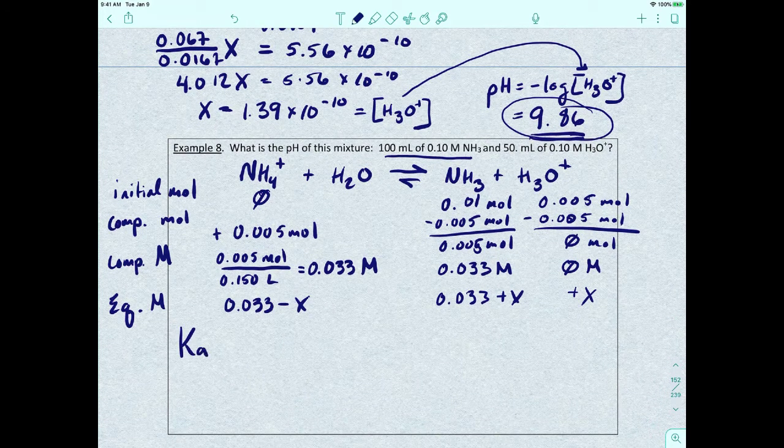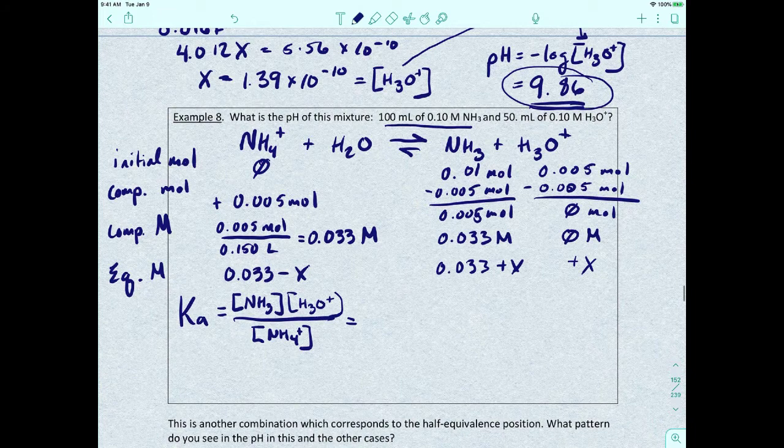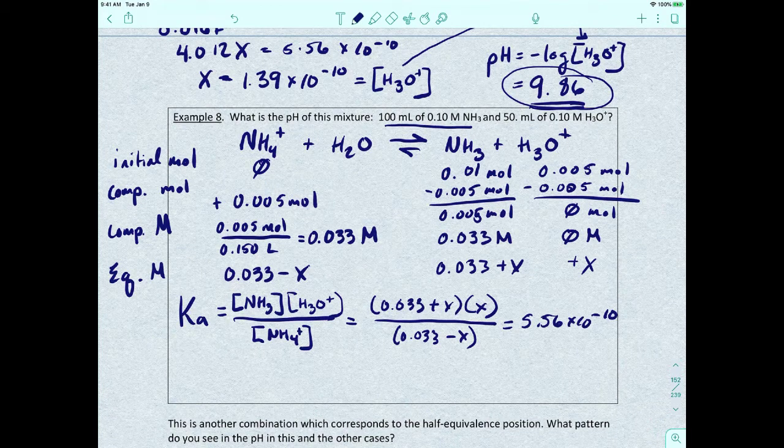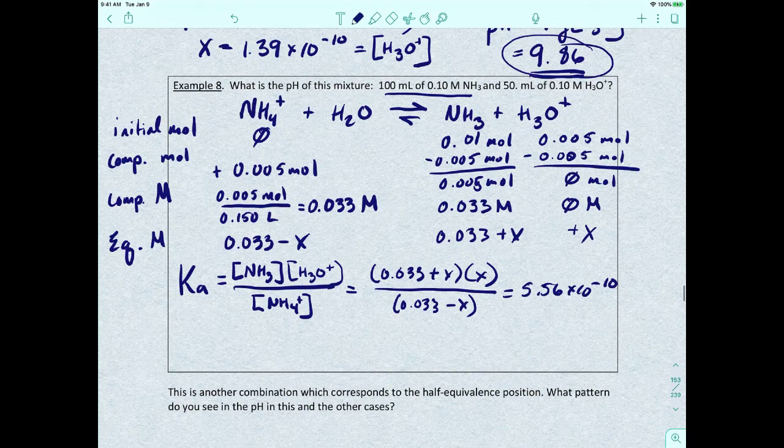So since we're using the same Ka expression as we did above, Ka would be equal to the concentration of ammonia times the concentration of H3O plus divided by the concentration of ammonium ion. That would be equal to the concentration of NH3, which is 0.033 plus X, times X for the hydronium ion, divided by 0.033 minus X, the concentration of ammonium ion. And this is equal to 5.56 times 10 to the minus 10th, the Ka number we calculated in the last problem.